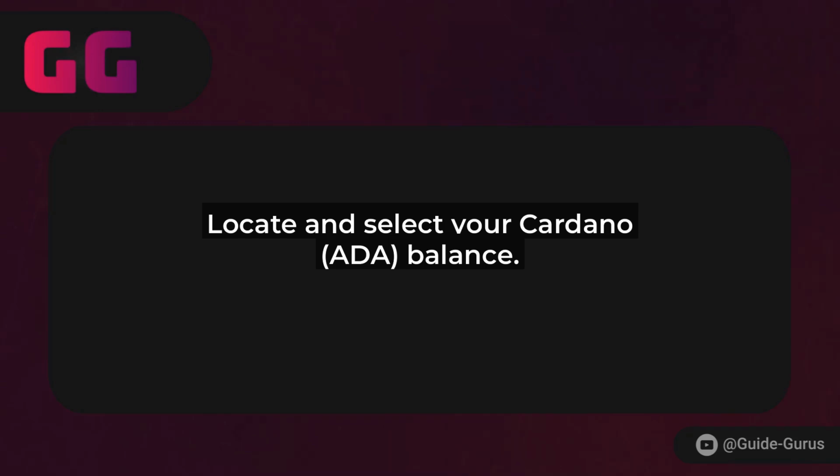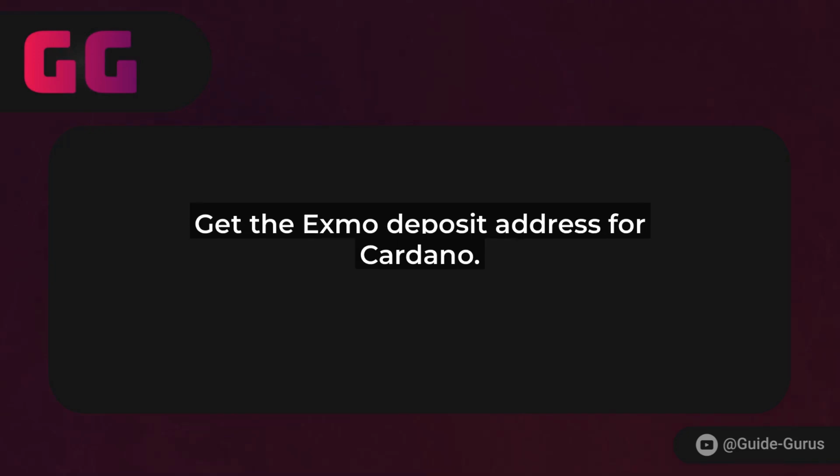First things first, make sure you have the Phantom wallet installed on your device or as a browser extension. It's user-friendly and secure, perfect for managing your crypto. Once you're logged in, navigate to your wallet dashboard and locate your Cardano holdings. If you don't see ADA, you might need to add the Cardano network. It's straightforward, just go to the settings and search for it.